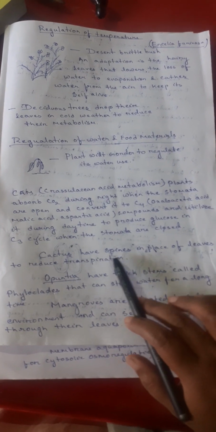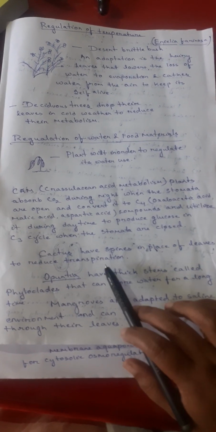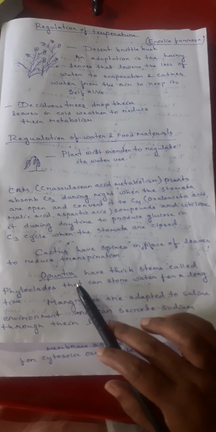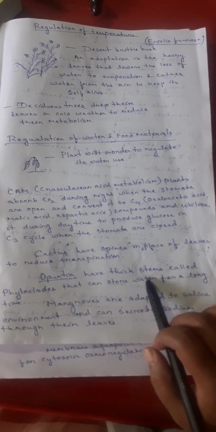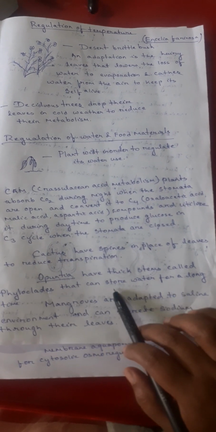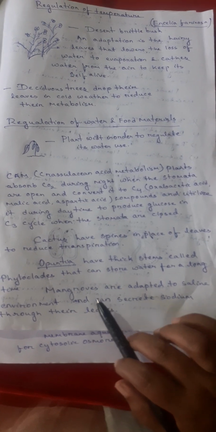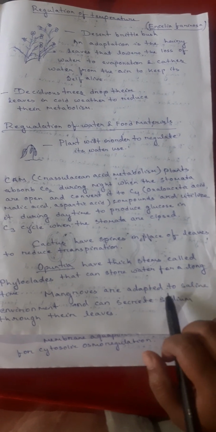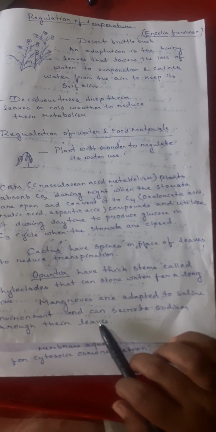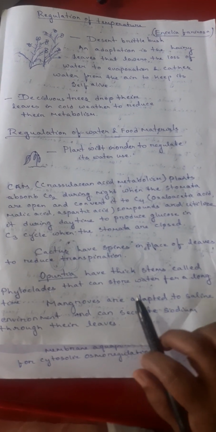Cactus have spines in place of leaves to reduce transpiration. Opuntia have thick stems called phylloclades that can store water for a long time. Mangroves are adapted to saline environment and can secrete sodium through their leaves.